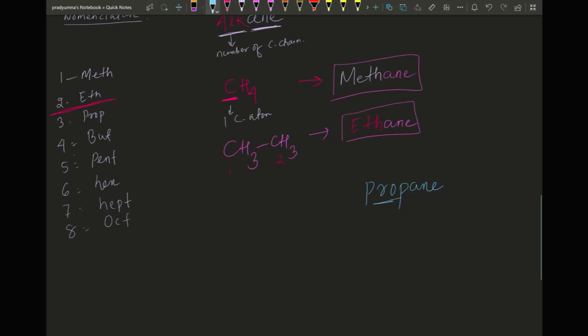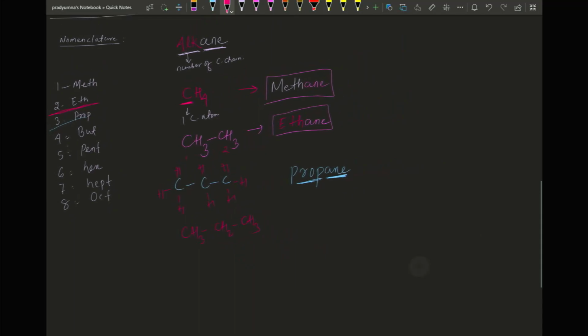Can you draw the propane? Propane ends with ane, so it has to be a straight chain. How many carbon atoms? Prop is 3, so it should have 3 carbon atoms. Once you find the 3 carbon atoms, make sure you add all the hydrogens. I'm doing the expanded structure right now. Make sure you go in between all the structures, because you will be asked to do this. We can write this as CH3, CH2, CH3. It's easy, right? Propane. Okay, let's do one last.